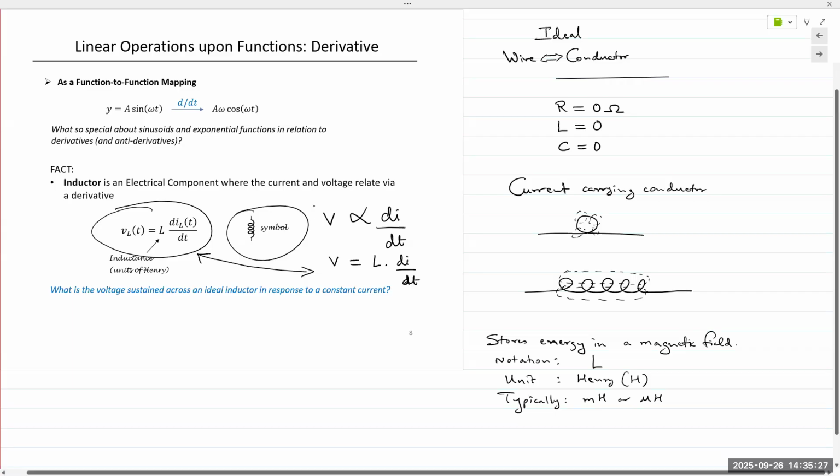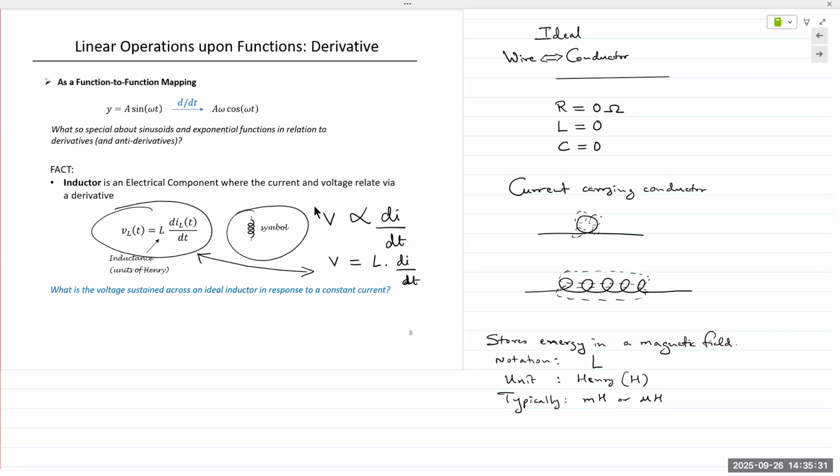Okay. So this subscript L is simply noting that the voltage belongs to that inductor. That's all it means. If you had multiple inductors like L1, L2, L3, we would say VL1, VL2, VL3. It doesn't have any purpose or meaning beyond that.